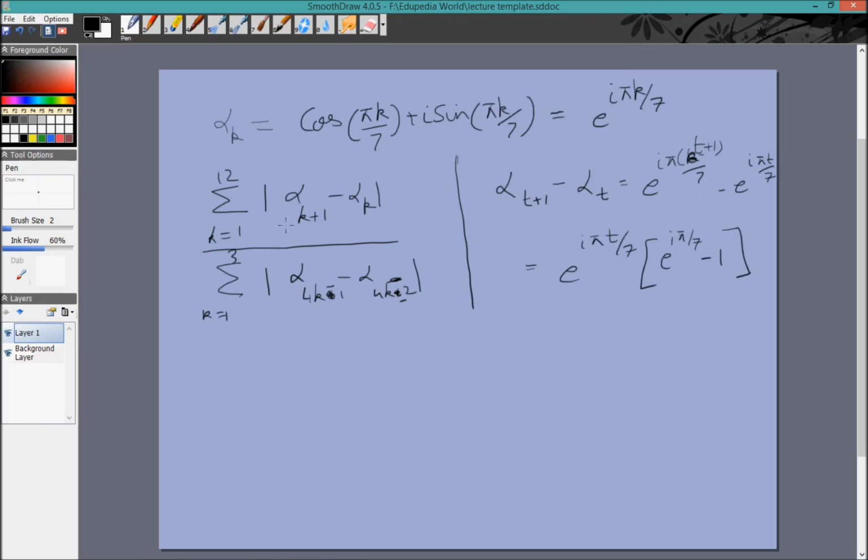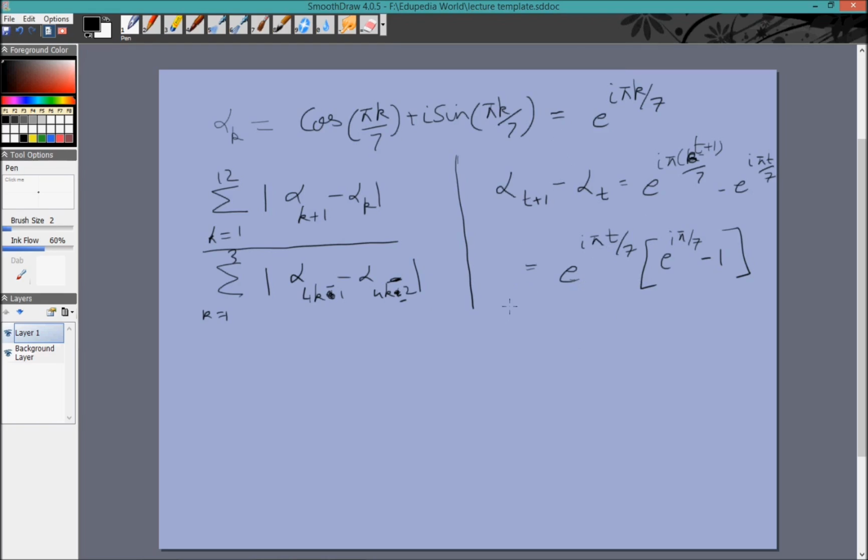Now in these cases we have the magnitudes of this. The magnitude of a complex number is the complex number multiplied by its complex conjugate, and in that case the complex conjugate of this would be e to the power minus iota pi t by 7, and when we multiply them they cancel off. Another way to say that would be e to the power iota theta doesn't really contribute to the magnitude. It just changes the phase of a complex number.